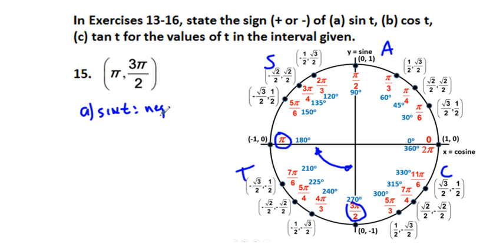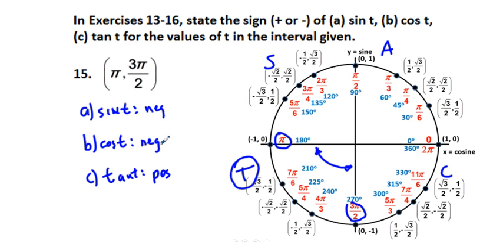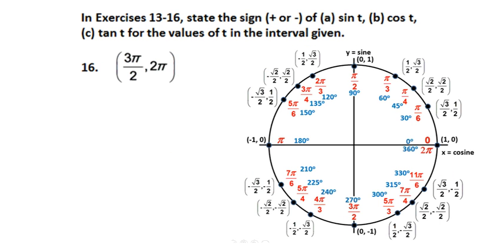B, cosine t, and cosine values are negative. And C, tangent t: all students take calculus, that means in the third quadrant, tangent is positive because negative divided by negative is positive. So tangent t, we say positive.